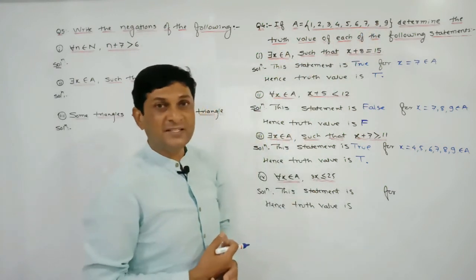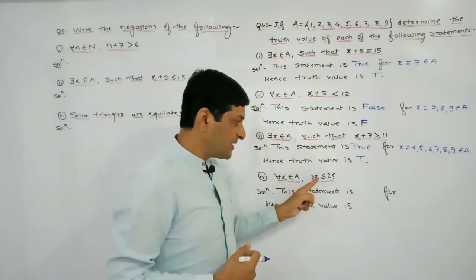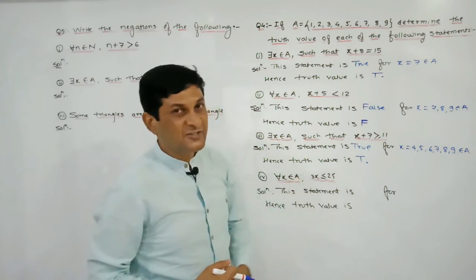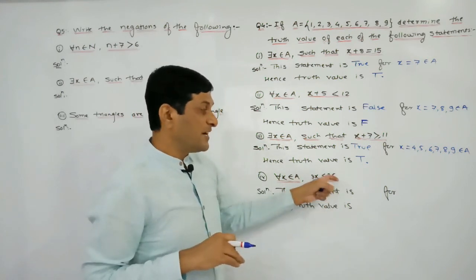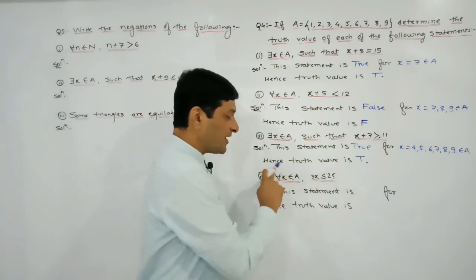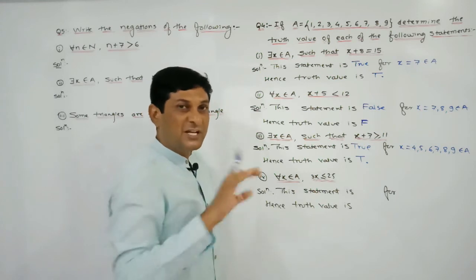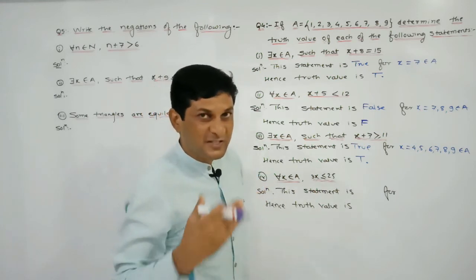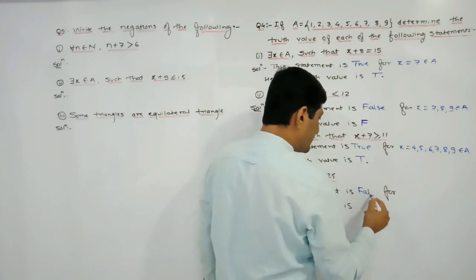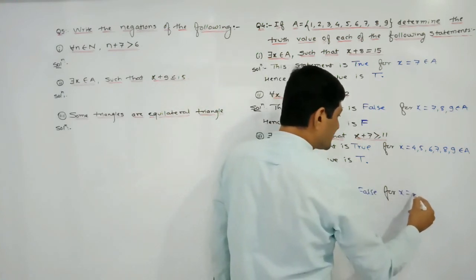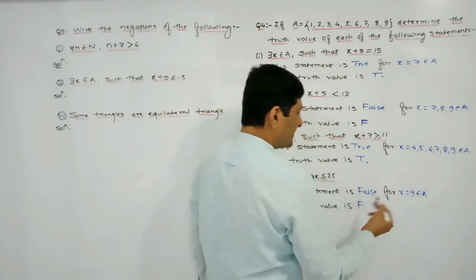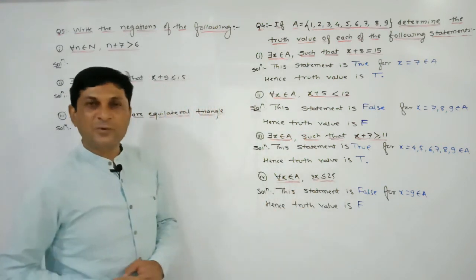Let us check whether 9 satisfies this condition or not. If I am taking x equal to 9, 9 into 3 is what? 27, and 27 is greater than 25, which means this condition is not satisfied for x equals 9. Here, "for every" means that if every element satisfies this condition, then we can say it is true, but if one element does not satisfy it, then it is false. For x equals 9 belonging to set A, the condition fails, and hence we can say that the truth value is F. In this way we have completed question number 4.